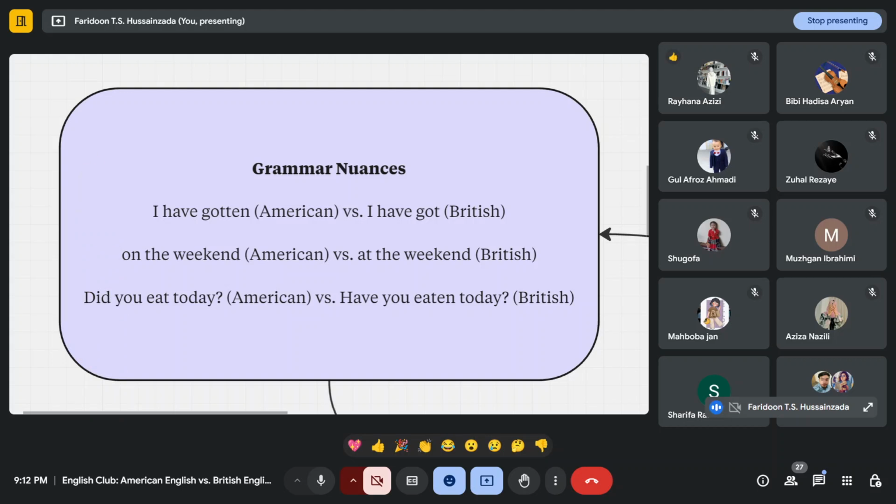Another difference is with the preposition. This phrase is pretty common, so it's really good to know. In American English, we say "on the weekend". But in British English, we say "at the weekend". A very small difference, but if you do prefer to use only one, I think it's really nice that you remember that.